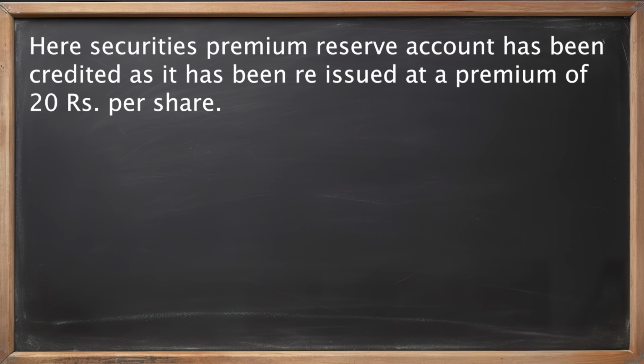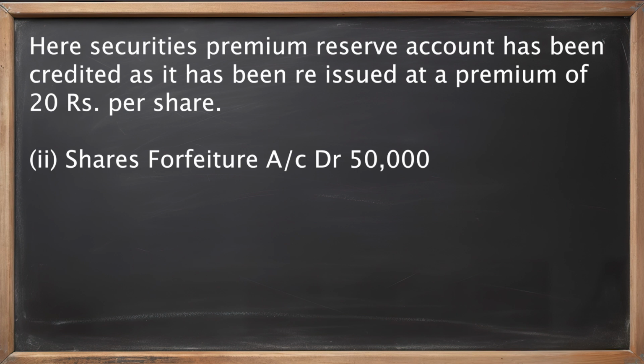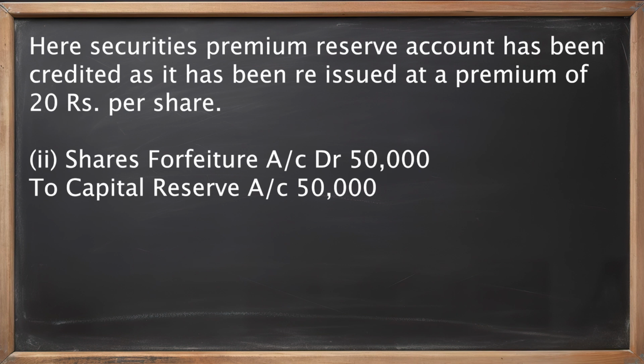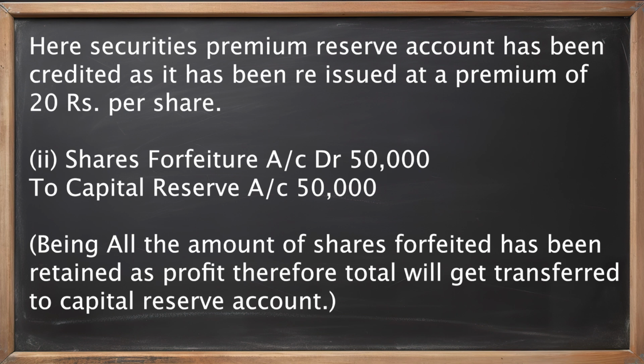To settle the forfeiture account of reissued shares, the entry would be share forfeiture account debited rupees 50,000, that is 5,000 shares at the rate rupees 10, which is the amount of the first entry, to capital reserve account rupees 50,000. The narration is being the amount transferred to capital reserve account on 5,000 shares reissued. In other words, all the amount of shares forfeiture has been retained as profit. Therefore, the total will get transferred to capital reserve account.